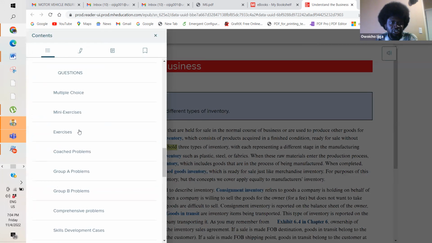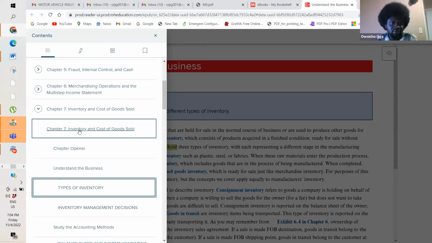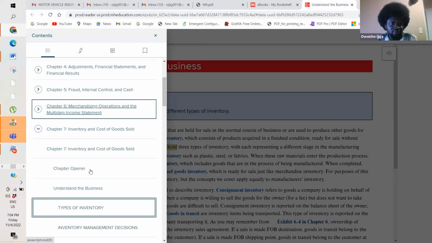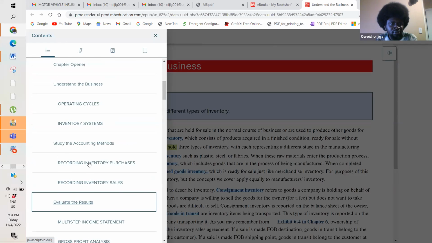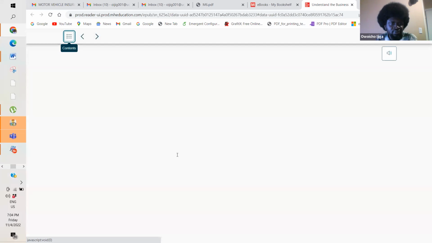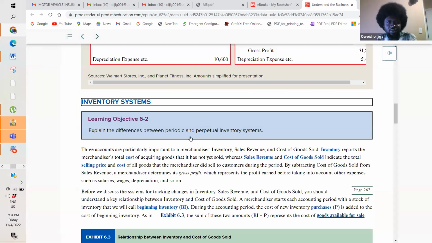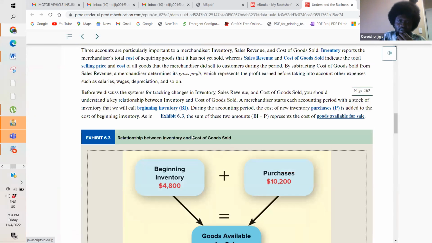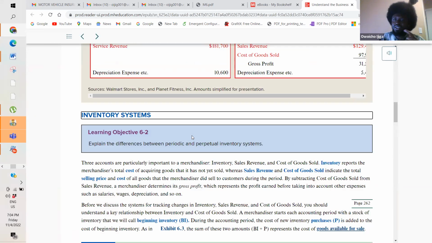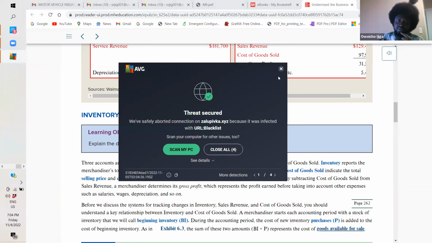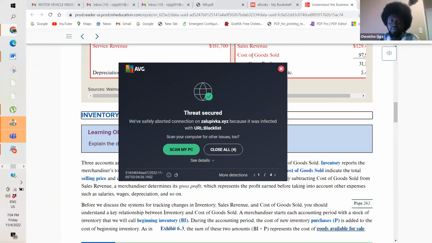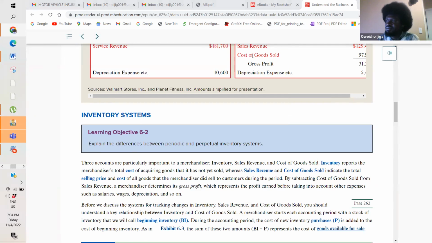In chapter 6, I think we're back here. We were talking about inventory systems. Let me take this away. So now we're talking about the inventory systems.